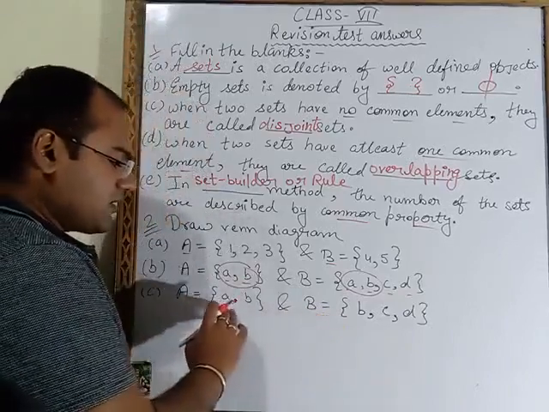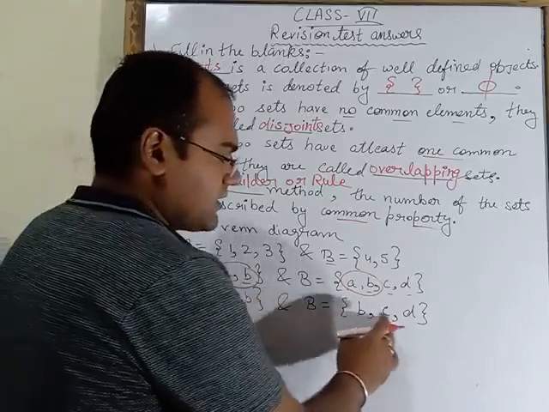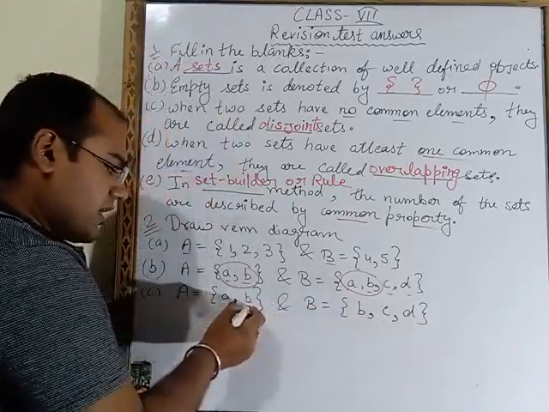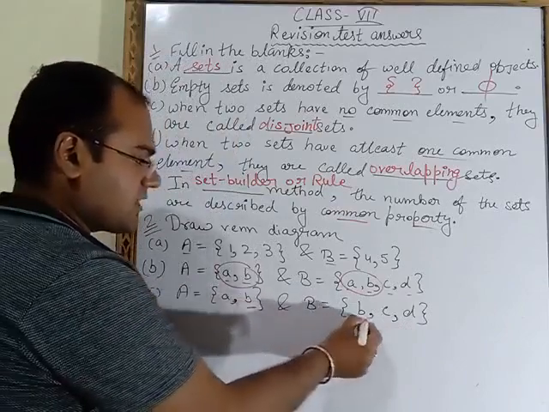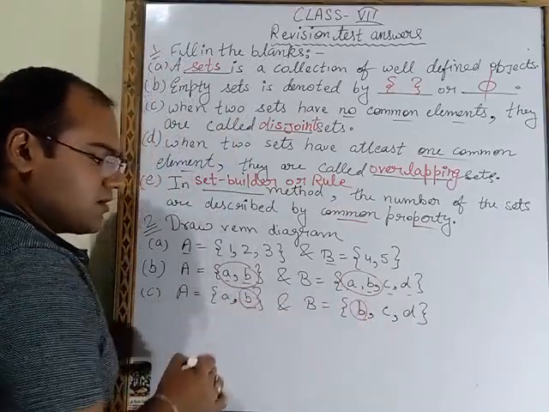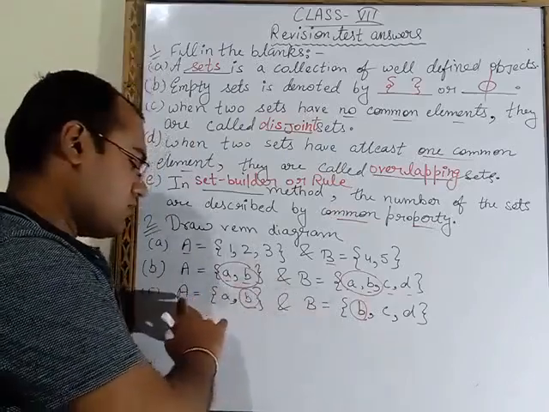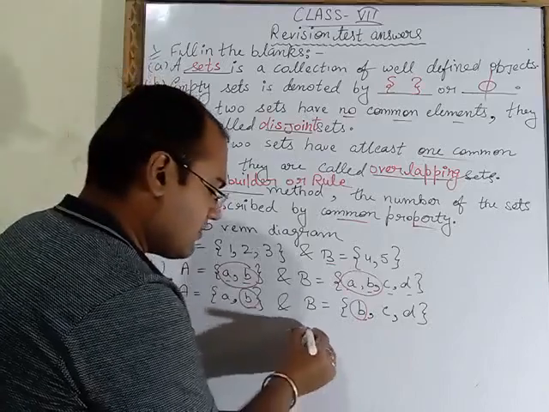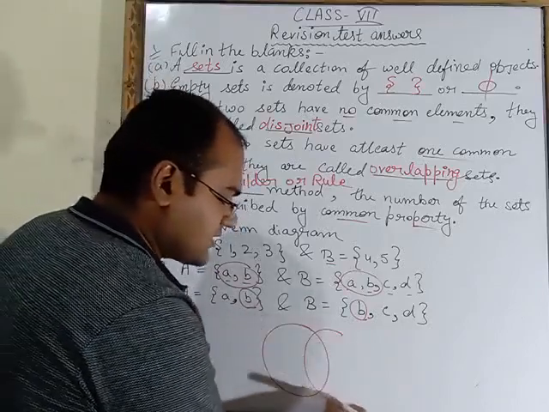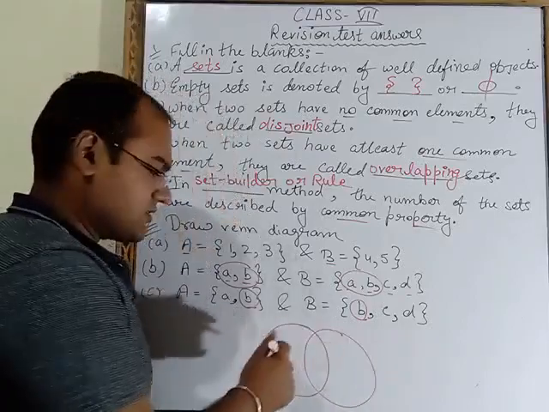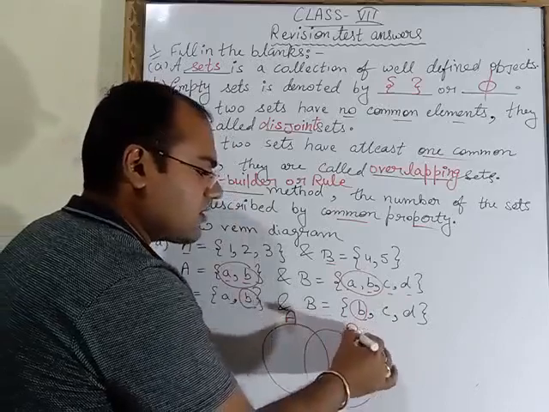In part C, set A and set B have elements: in A there are A and B, and in B there are B, C, D. If we observe, only one element is common in both sets, that is B. Since only one element is common in both A and B, we will make an overlapping figure. Overlapping figure means the first circle like this and the second circle cuts the first circle. This circle is for A and this circle is for B.